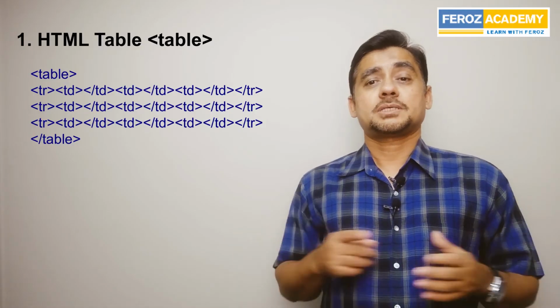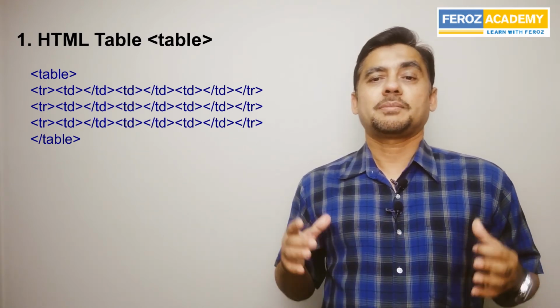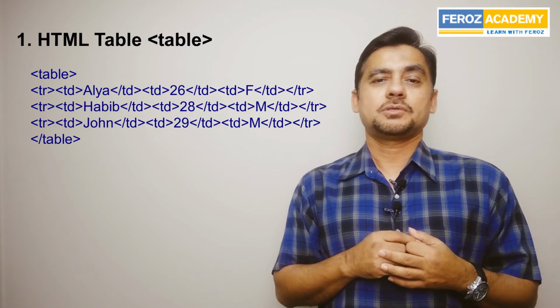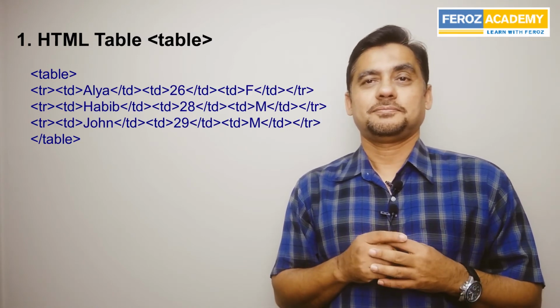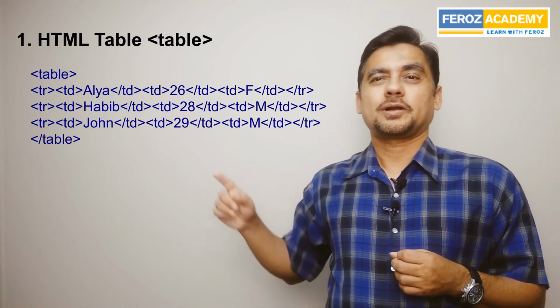Okay, we have just created the table structure. Now let's put some data into each cell and view the result in a browser. Our HTML table now should look like this.